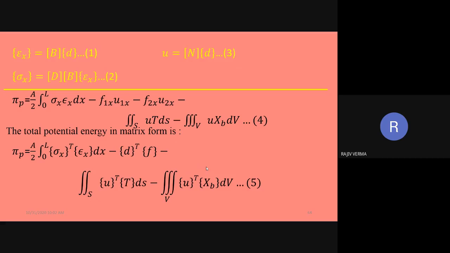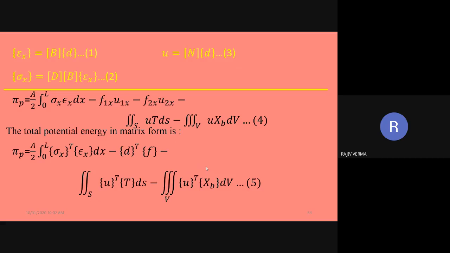And similarly, coming to the second term, where we are evaluating the energy because of point forces, we are taking the transpose of the first matrix, that is the transpose T of the displacement matrix. Now, similar transposes have been taken for finding the energy because of surface and the volume loads.